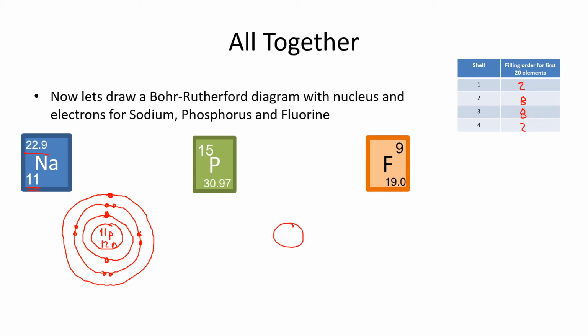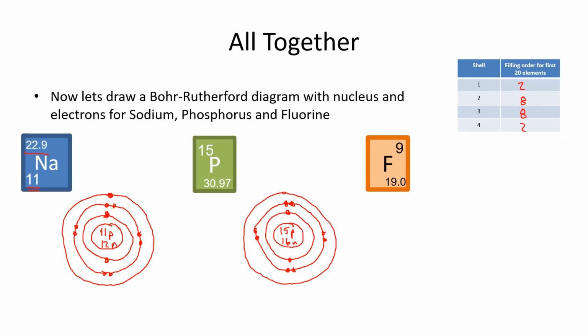Phosphorus. We've got 15 protons and 16 neutrons. That means we need 15 electrons to balance that out. So shell number 1, 1, 2. Shell number 2, 1, 2, 3, 4, 5, 6, 7, 8. We're up to 10. Shell number 3, the last 5: 11, 12, 13, 14, 15. There you go. Bohr Rutherford diagram for phosphorus.